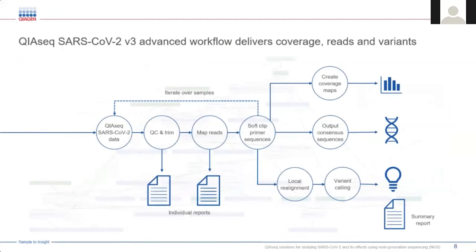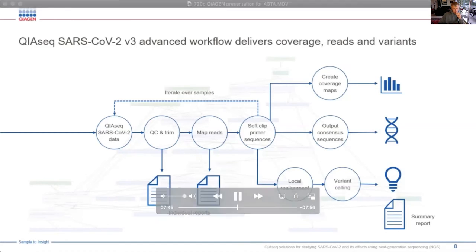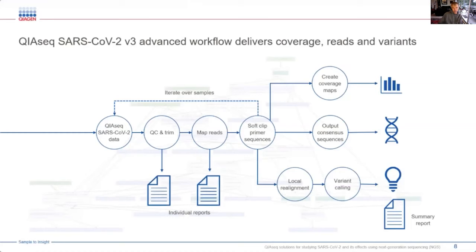But if we look specifically at the QIAGEN CLC Genomics Workbench, it's important to look at what type of workflow you have and what it actually delivers. Now here we're showing that there are essentially 3 different outputs. One is a basic response, one is an advanced one, and one is a phylogenetic tree. Here we're showing the advanced workflow that delivers coverage, reads, and variants. And you can get not only a summary report, but you can get your coverage maps, output consensus sequences, and then also do variant calling and look at multiple samples at the same time.